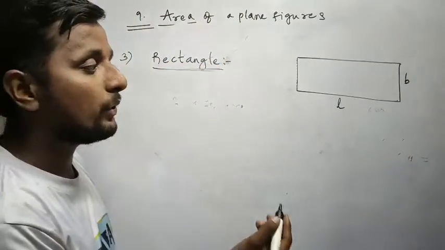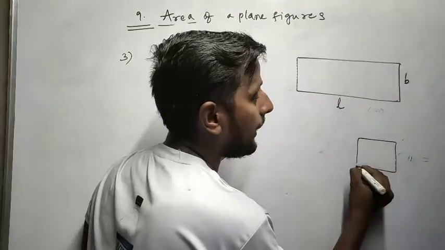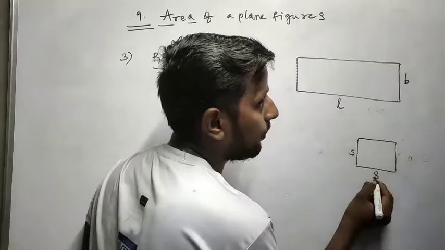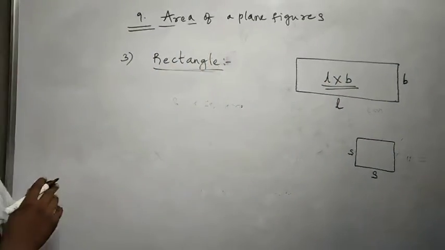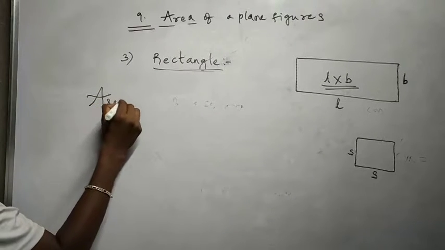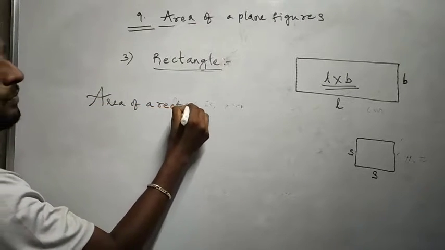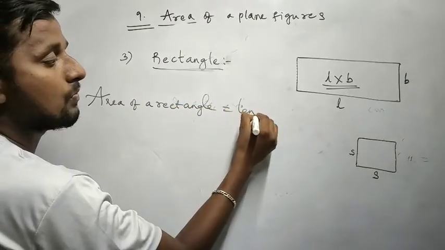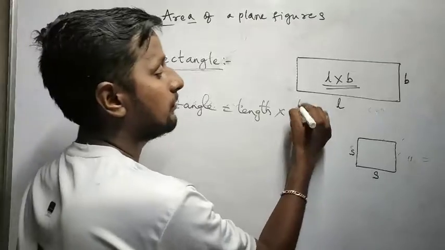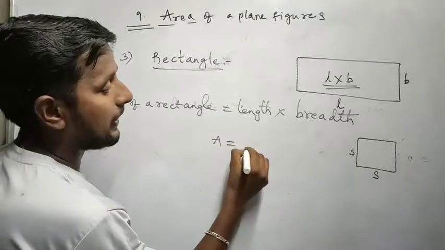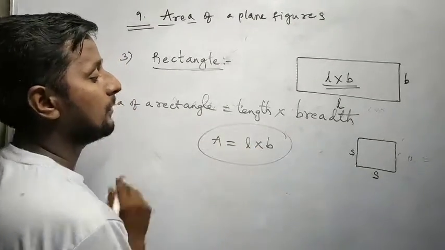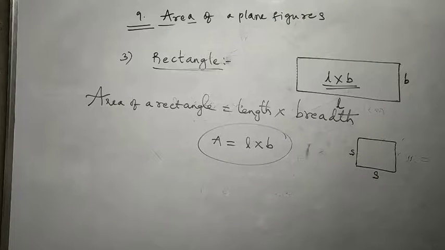As we know, in the square what I did, I just multiplied both, correct? That will work out for the rectangle also, L into B. So here I'll write area of a rectangle formula: length into breadth. A is equal to L into B. So area of a rectangle formula is L into B.